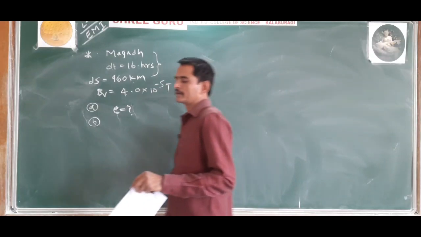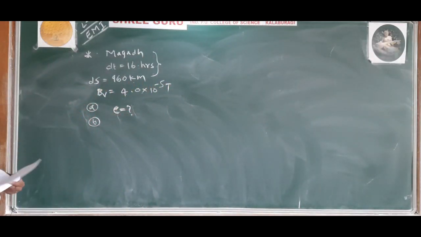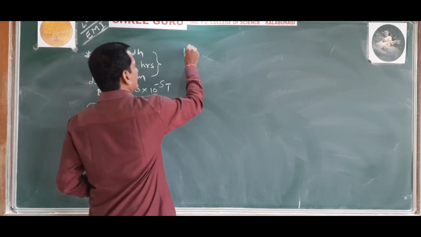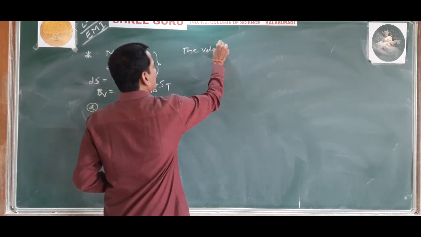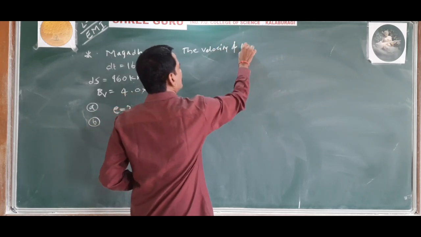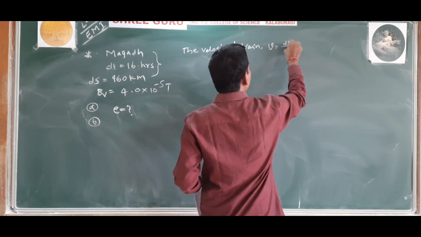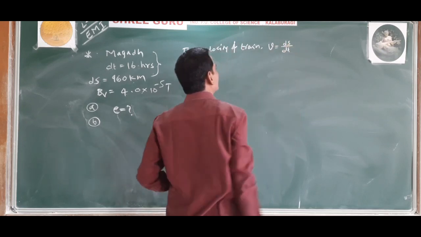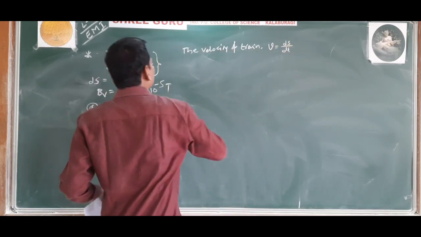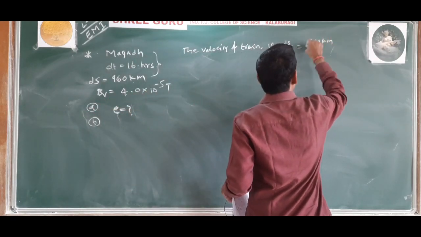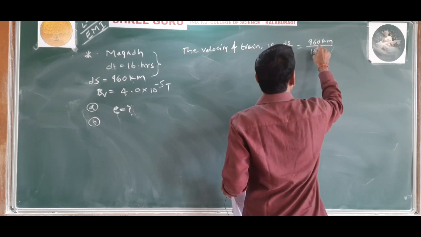What is the retarding force acting on the train? Okay, so now let us first find the velocity of the train. Velocity of train, that is v = ds/dt, that is distance travelled divided by time taken. Distance travelled is 960 kilometer, and time taken is 16 hours.